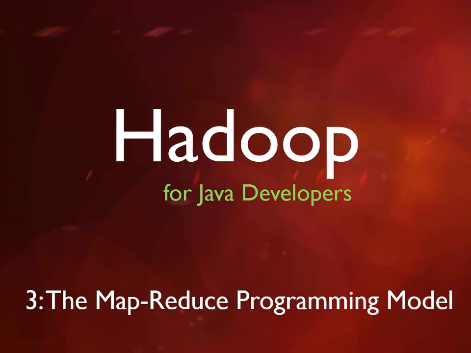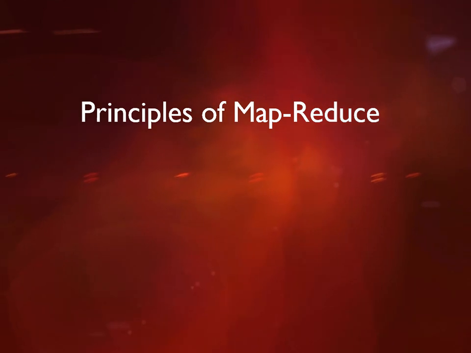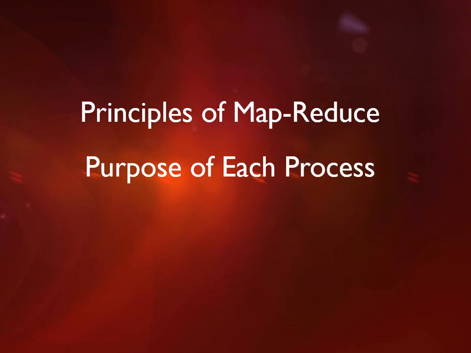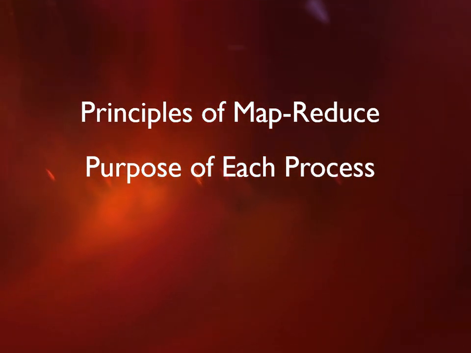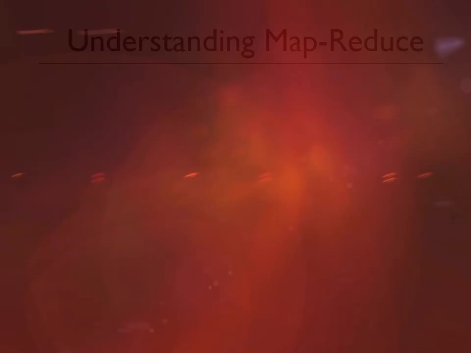Hello and welcome to Chapter 3. In this chapter, we're going to learn more about the principles of the MapReduce programming model. We'll be getting a better understanding of the purpose of both the map process and the reduce process. We'll see how these enable a processing task to be split over multiple computers, and we'll write some sample Java code using these concepts. Let's start by having a look at the principles of MapReduce in more detail.